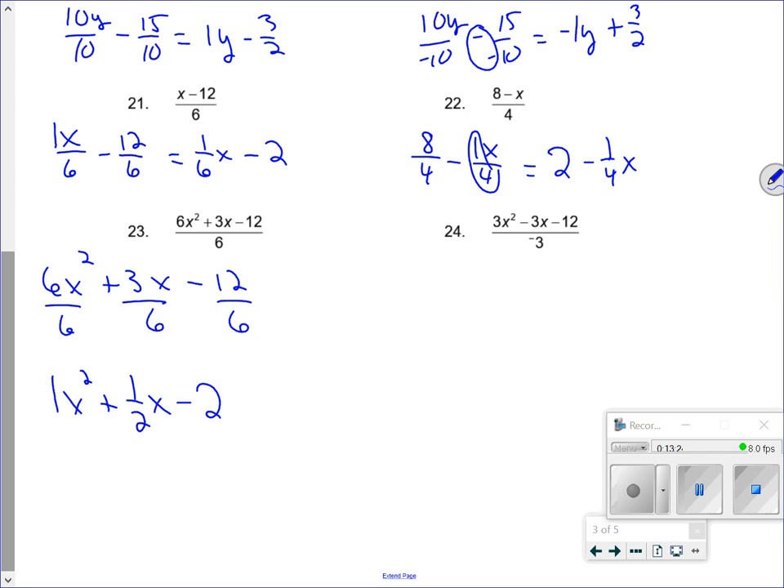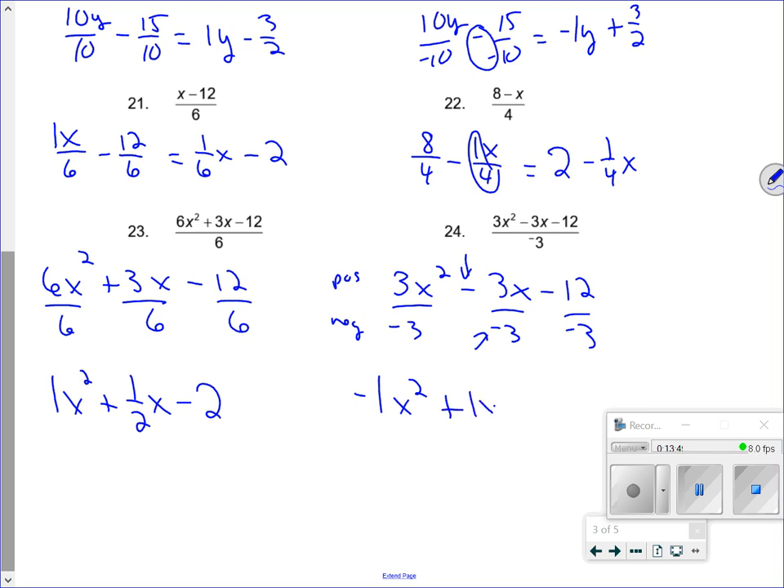And the last one, number 24, puts everything together, 3 terms, lots of minuses, including a denominator that's negative. Remember, you're dividing each thing by a negative 3. So on the first one, positive divided by negative is negative 1x squared. On the second one, negative divided by negative is positive 1x. And on the last one, negative divided by negative is positive 4.